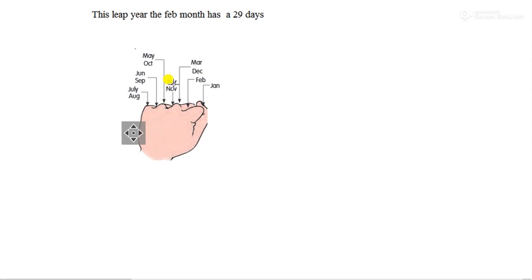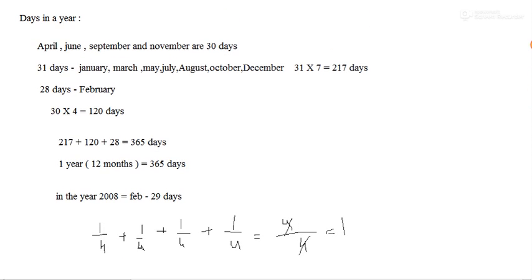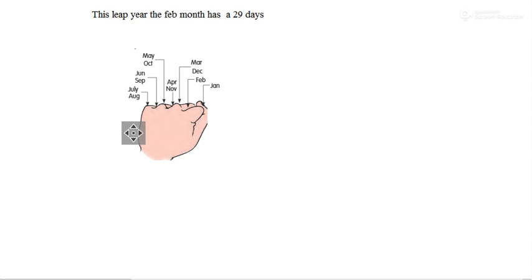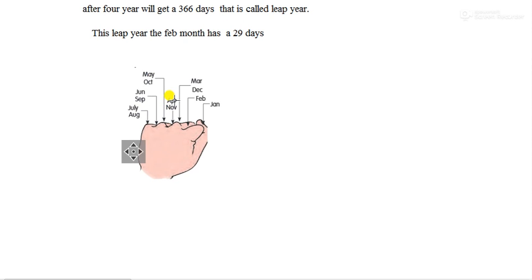Here in the knuckle method, which are the 30 days? April, June, September and November. So April, June, September and November have 30 days. So these are the 30 days.